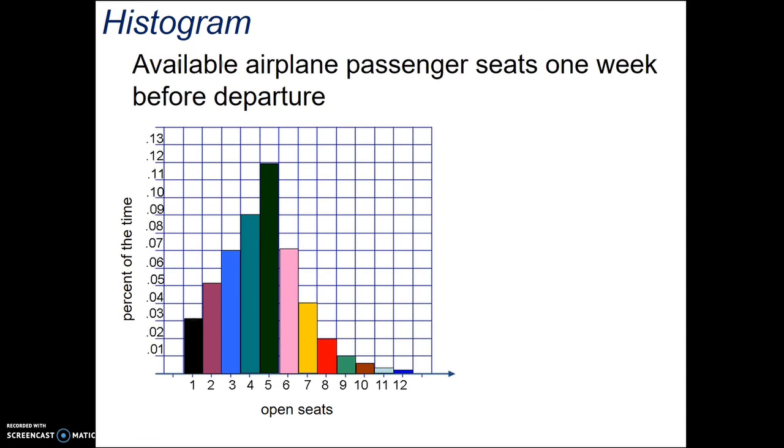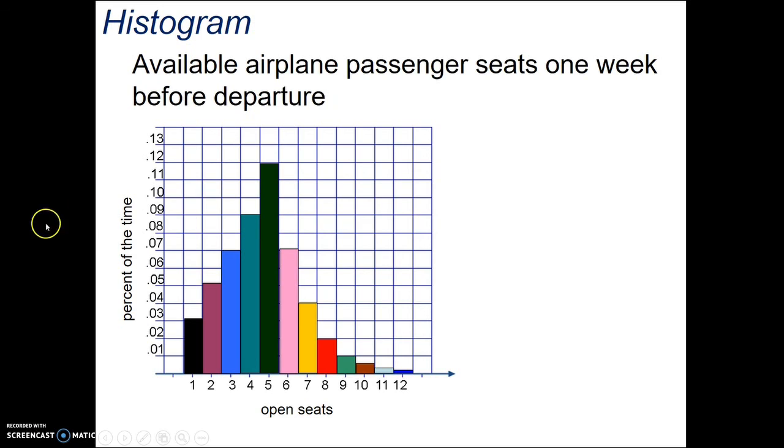So how this might be useful is if we are creating a histogram to try to figure out if there are going to be some open seats on the plane. Let's say you guys are flying to, I don't know, Alaska, something like that, and your buddy is trying to hop on that plane with you. If this is a data set of open seats 1 week before departure, you can get an idea of the probability that a seat is going to be open.